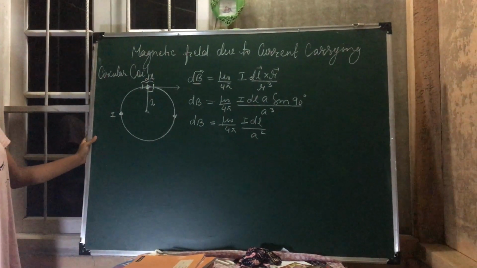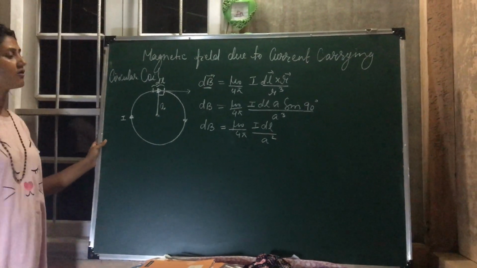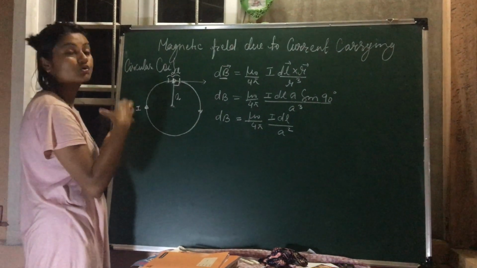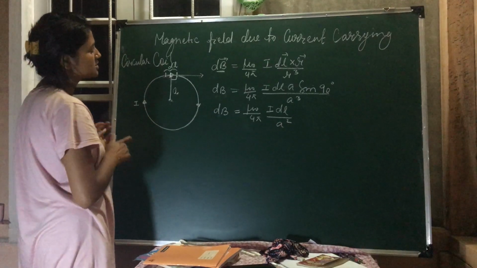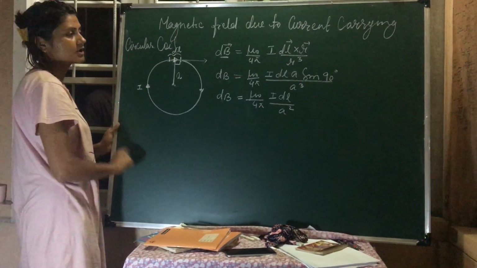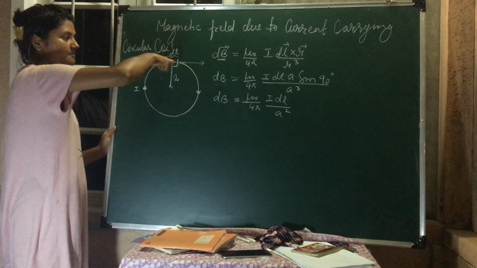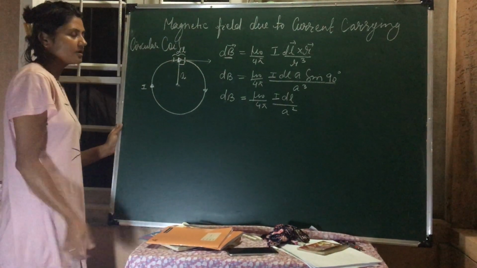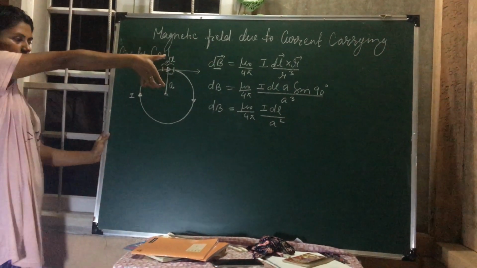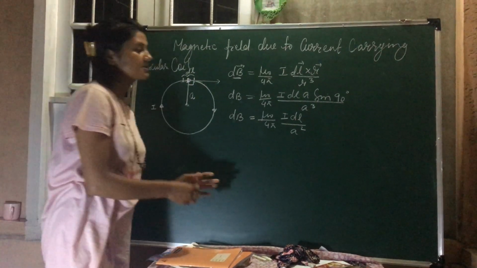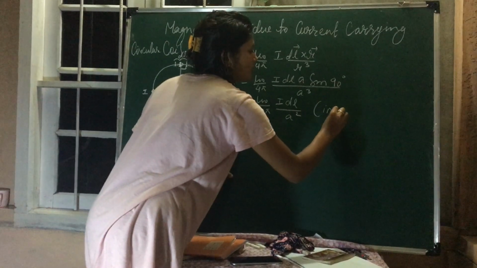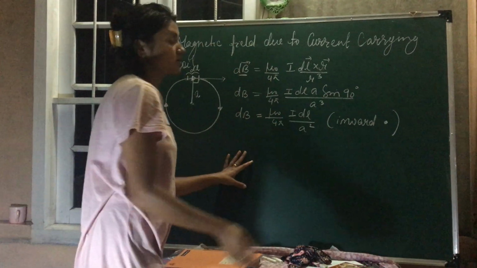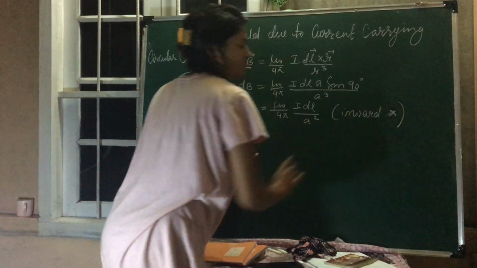Now, what is the direction of the magnetic field? There are two ways: you can use the right hand thumb rule or the screw rule. If you use the screw rule, we rotate from dL to R, and it goes inward. If you use the thumb rule, hold it this way, and the direction is inward. So the direction of dB is inward, shown by a cross.